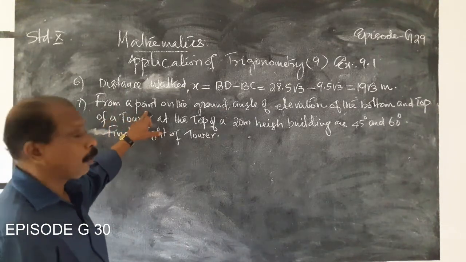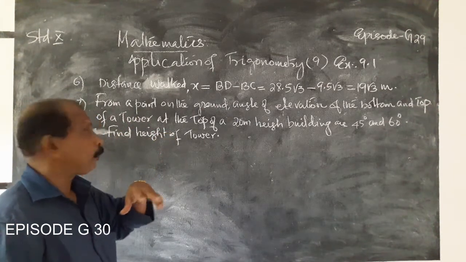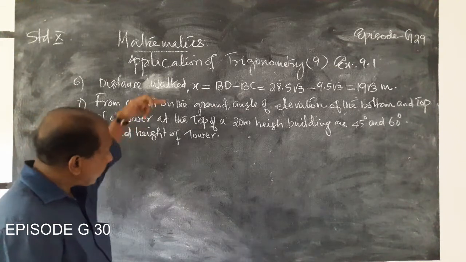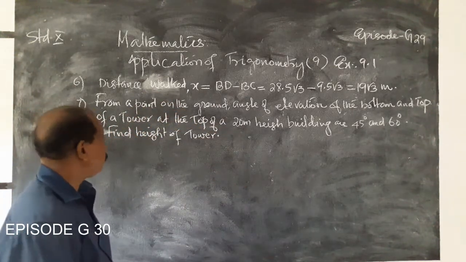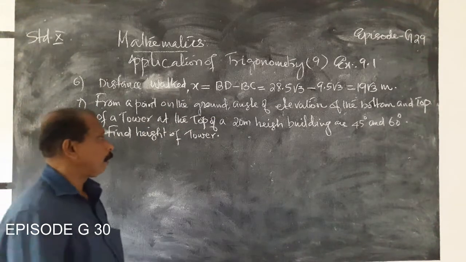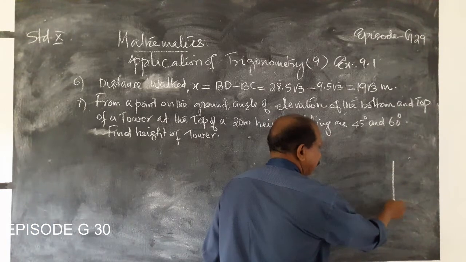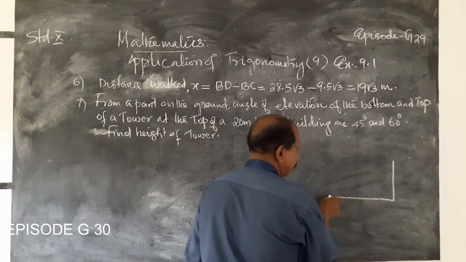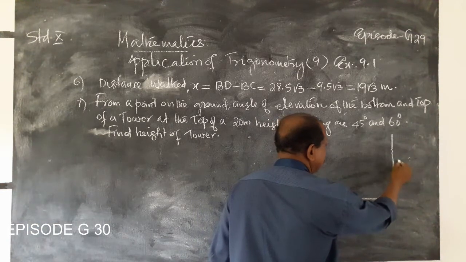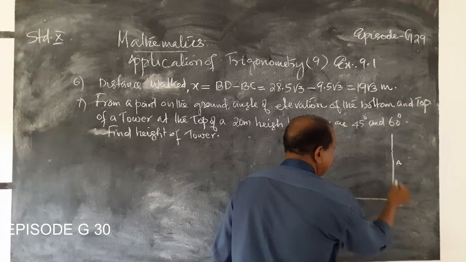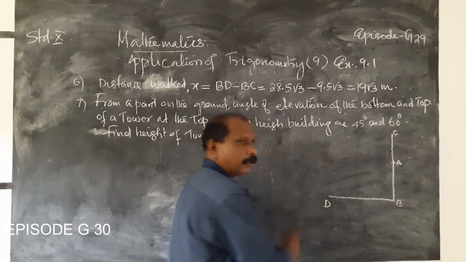From a point on the ground, the angles of elevation of the bottom and top of a tower at the top of a 20 meter high building are 45 degree and 60 degree. Find the height of the tower. That means this is the building and there is another tower on the building, that is A, B, C. This is the point D.